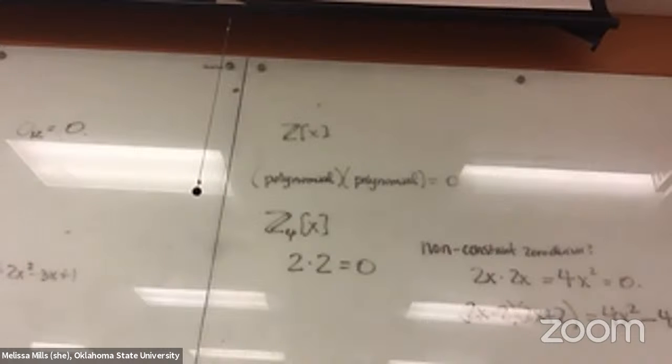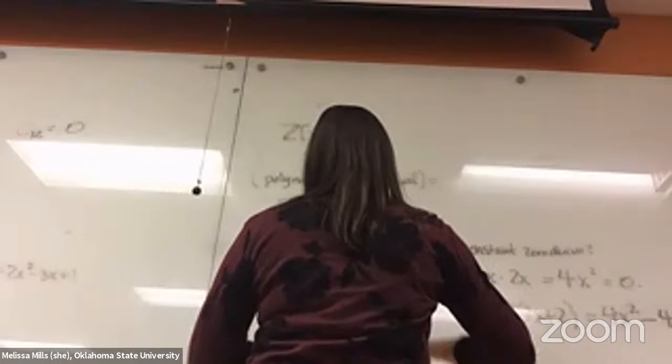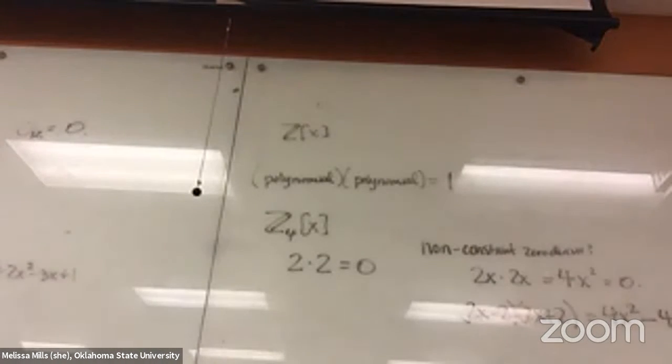Can we have units in Z adjoin X? If I have a polynomial times another polynomial equals 1, are there polynomials? You think our units would be in Z adjoin X?